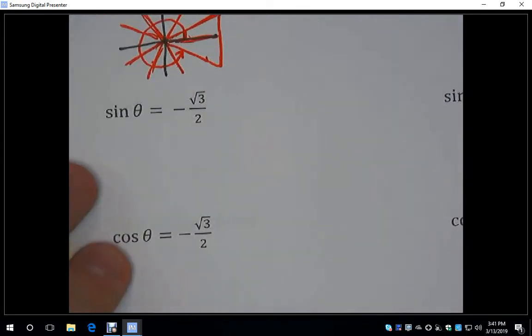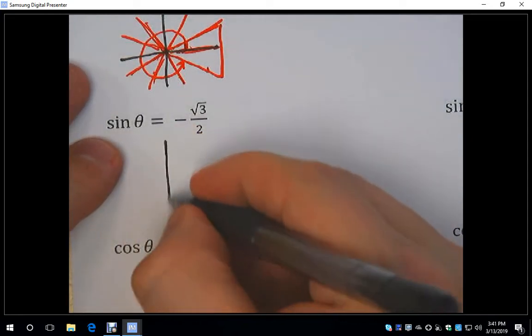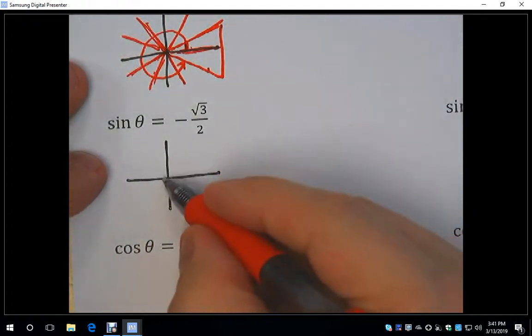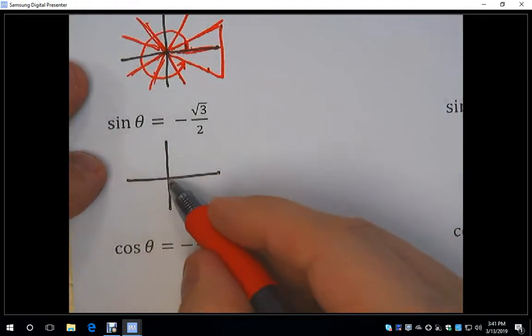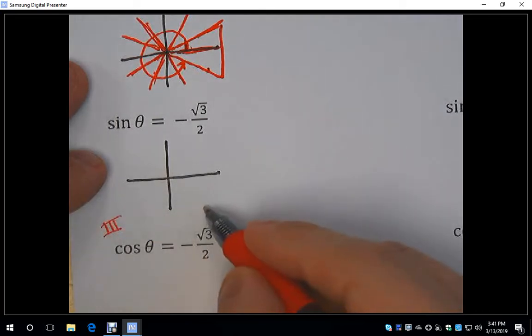Let's do another one. When is sine negative? Sine is my y value. Sine is going to be negative in the third and fourth quadrant.